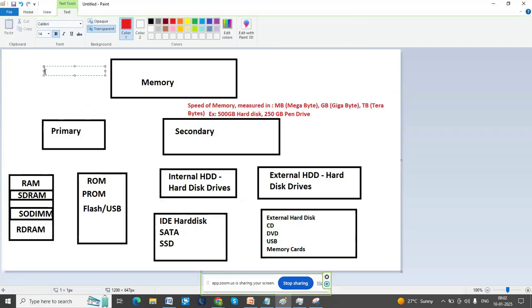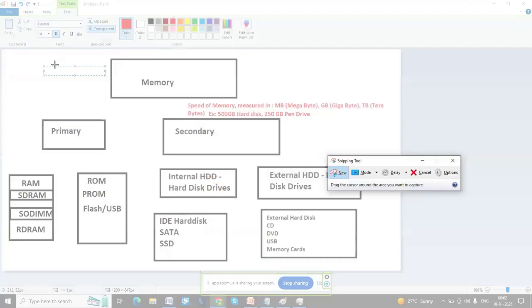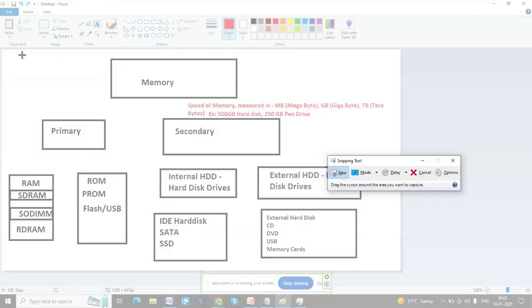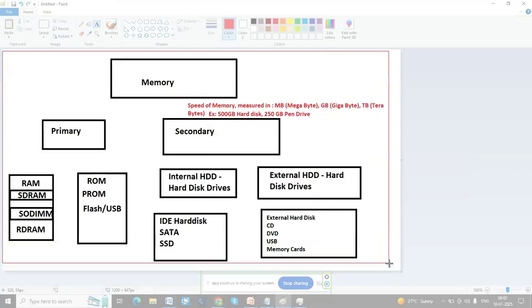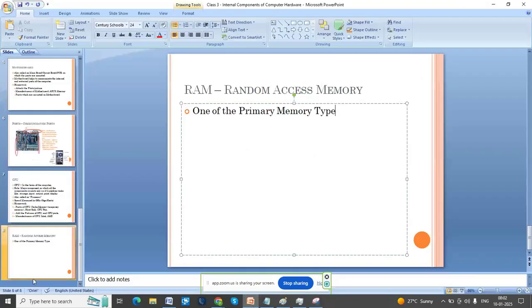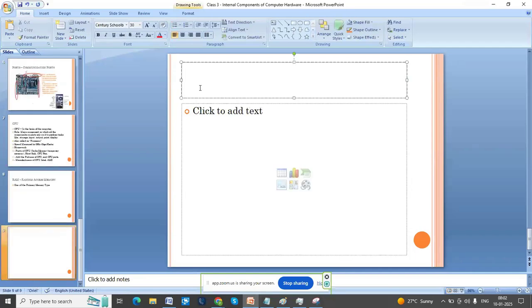This much is clear. Okay, I'll take a snapshot of this page and add it to this slide, so that whenever you have time you can go through it. I'll share this slide with you.